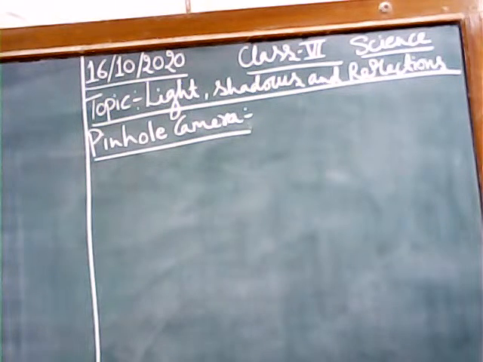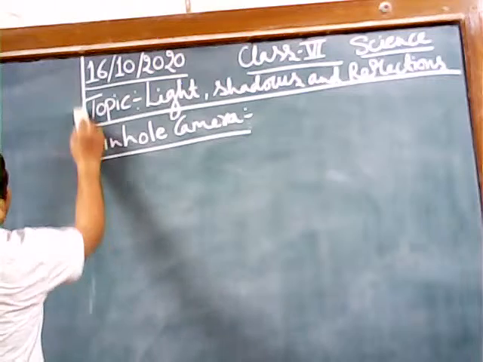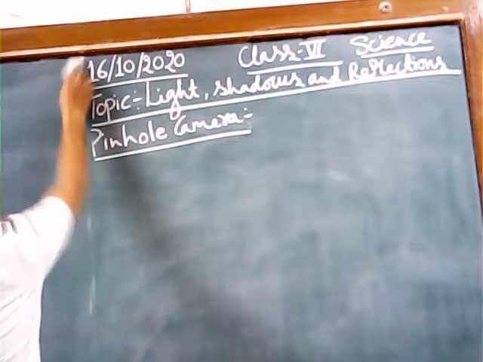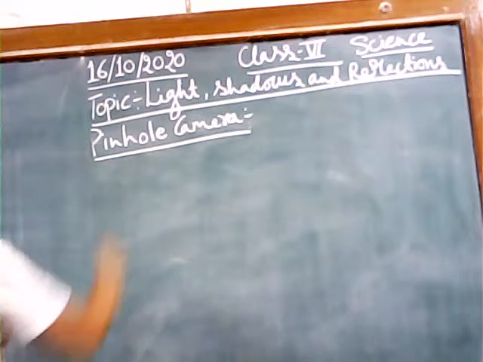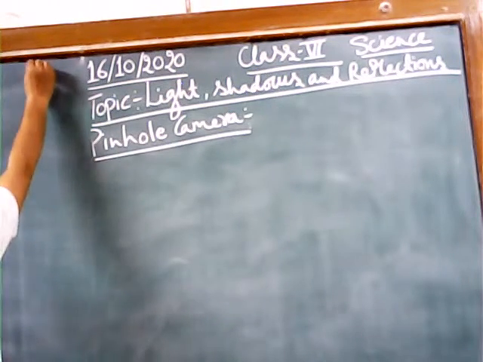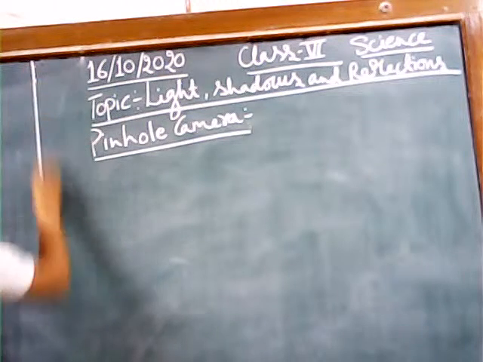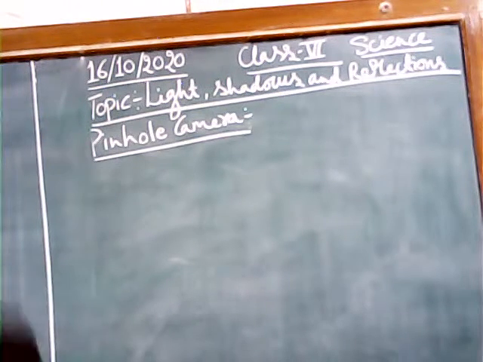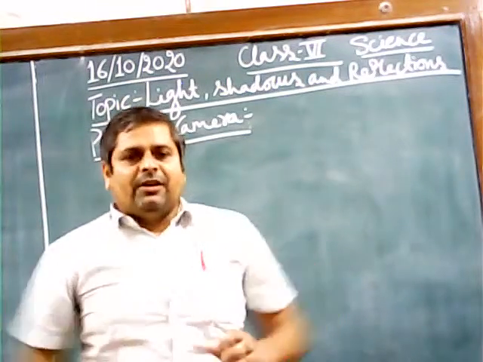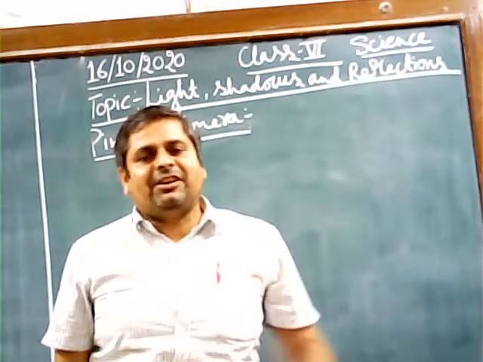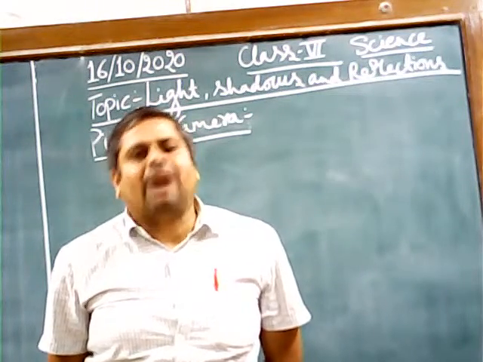In this chapter, children, in the beginning, I told you that light is something that travels in a straight line and it makes all other things visible to us. Okay? Is it okay? Then we also saw an activity which shows that light travels along a straight path.